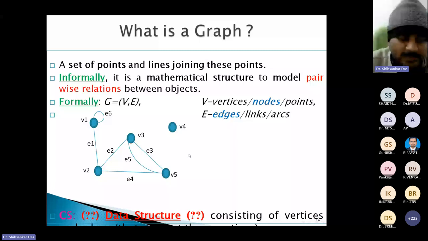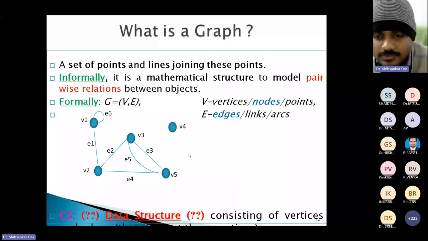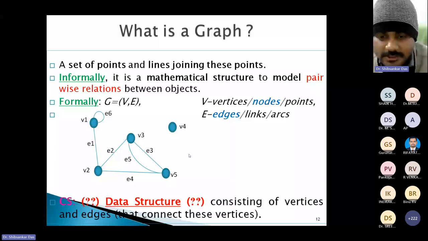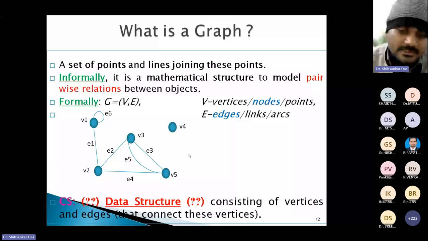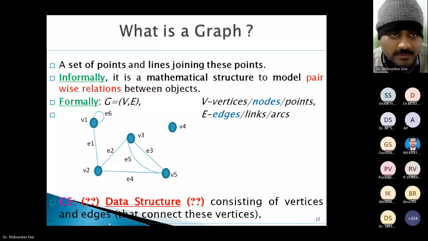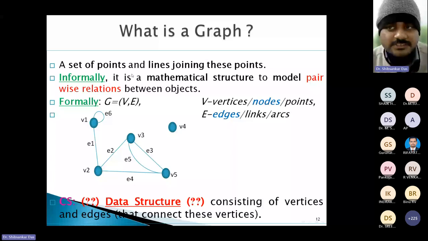Those who are from a computer science background, or those who have read data structures, will say that a graph consists of vertices and edges that connect these vertices. From a mathematical point of view, it is a relationship between objects. It's a model.